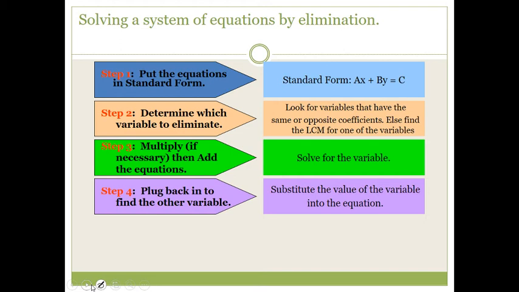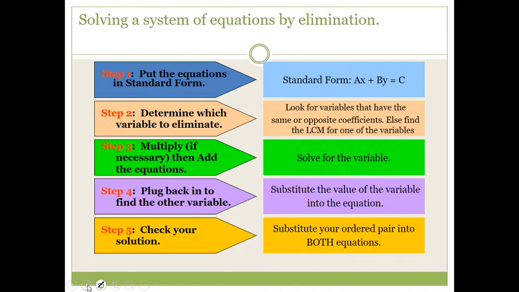And then finally, the last 2 steps are the same as what we just did for substitution. All right, so once we have one of the variables solved for, we plug that value back into one of the original equations to solve for the remaining variable. The last thing that you'll always want to do is check your solution. Once you've got your answer, your ordered pair, you can substitute those values back into each of the original equations to make sure that you end up with a true statement. So all of these systems of equations are easily checked.